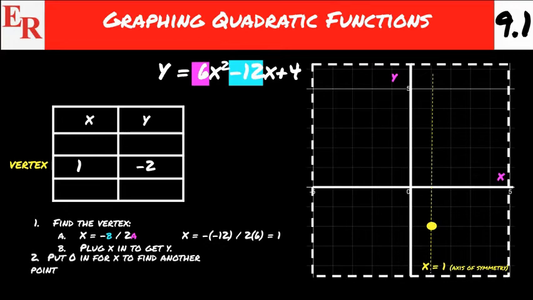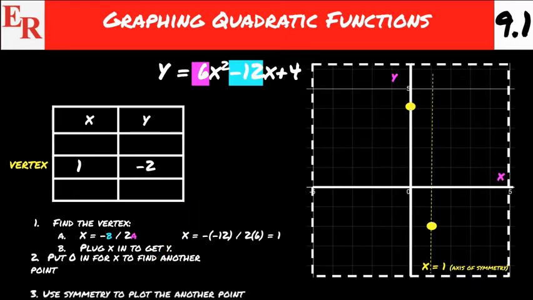So we now need another point. And for your other point, what you're really going to want to do is use 0 because it's so easy. When you plug 0 in for x, all the first part, the ax squared plus bx, will disappear. And you'll just get that last number over there, or that 4. So 0, 4 will get plotted here on my y-axis. It's called the y-intercept.